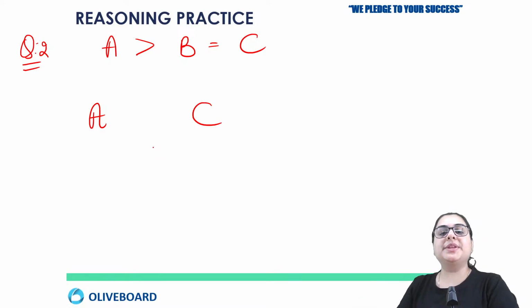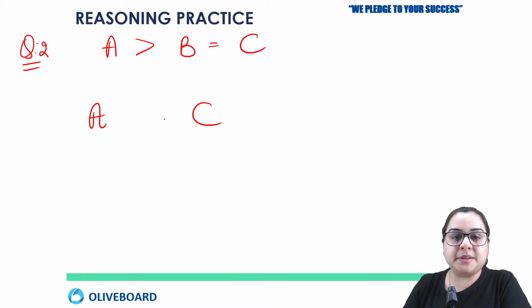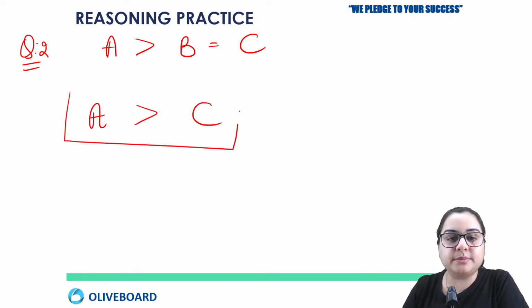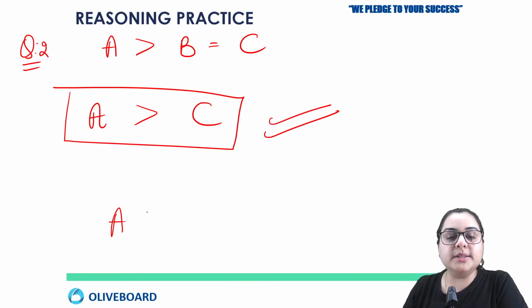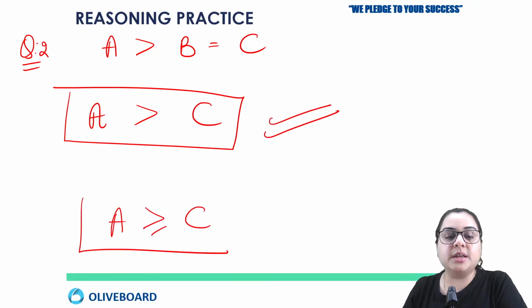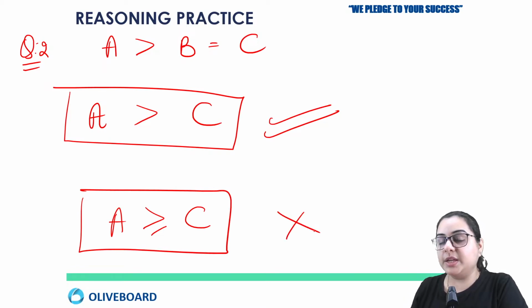So here between A and C, the answer here will be this. This is the correct answer. But what is the wrong answer that you could have marked? This. Now what is the mistake here? What do you people think, that between A and C, these are the two signs, let's merge. We are not merging, we have to conclude. So the second one is wrong, and the first one is the correct one.